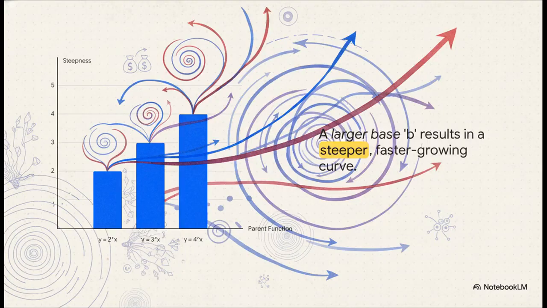And here, you can literally see the power of that b value in action. Just look at the difference between y = 2^x, y = 3^x, and y = 4^x. See how much steeper the curve gets as that base number gets bigger? That growth becomes way more explosive. That right there is the exponential engine kicking into high gear.